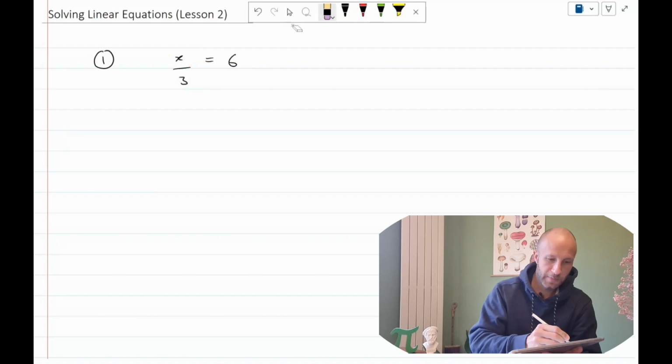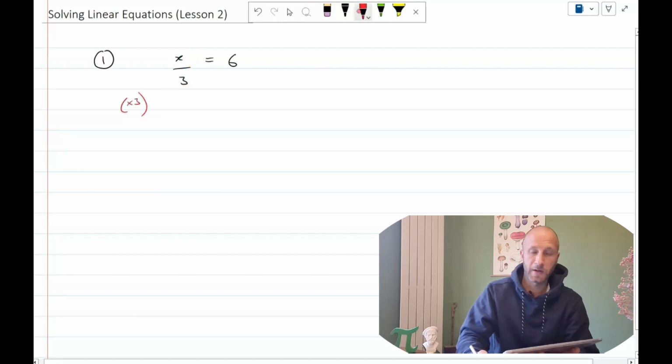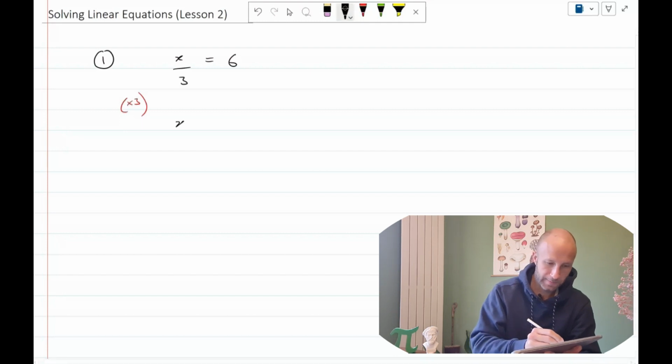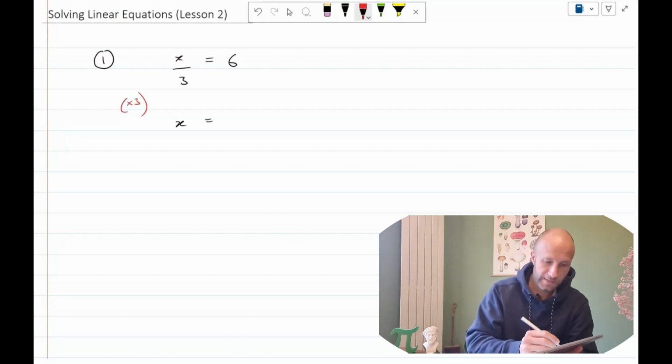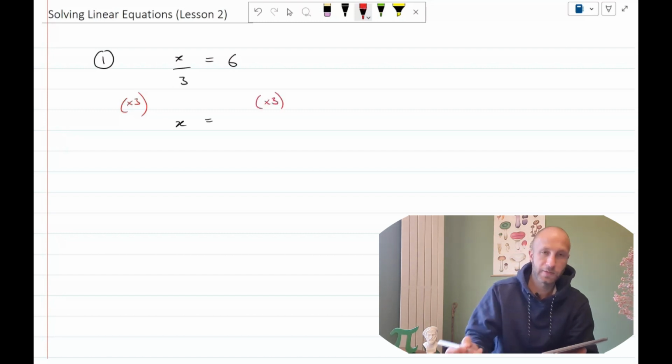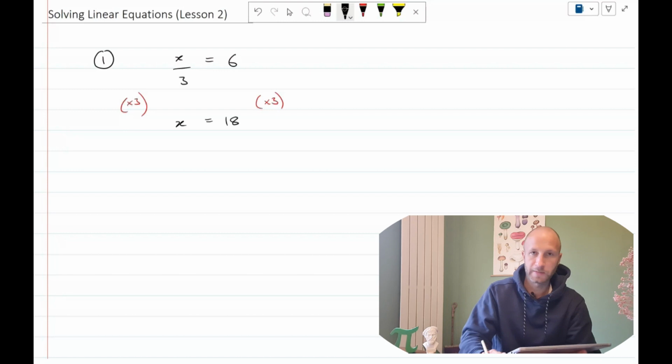So because there is a division by 3, to cancel that, I'm going to multiply the left-hand side by 3. And that will just leave me with x. Equal signs line up. But because I've times the left-hand side by 3, I've got to make sure I times the right-hand side by 3 as well to balance things back out. So that means I'll do 6 times 3, which will give me 18. X equals 18. Makes sense? 18 divided by 3 is 6.